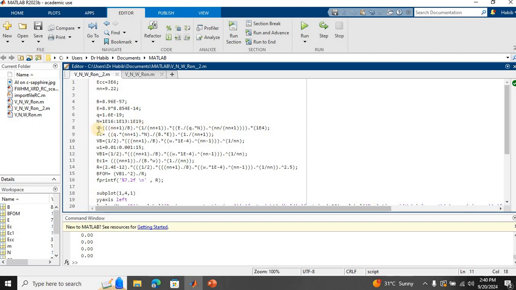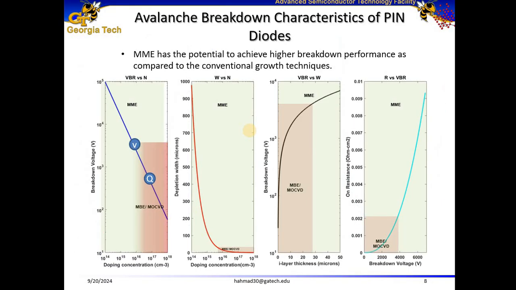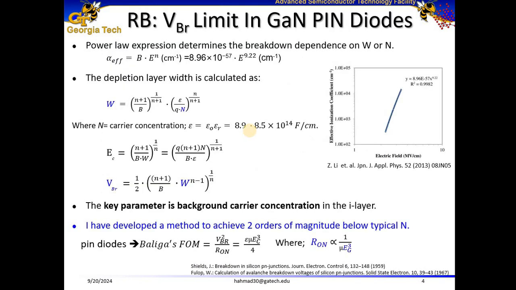Then this equation over here is used for the calculation of the depletion width in micrometers for different doping concentrations, using a power law model often employed in high critical field semiconductors like gallium nitride. I've implemented this formula from the slides that I actually showed over here. So here you can see the formula for W.